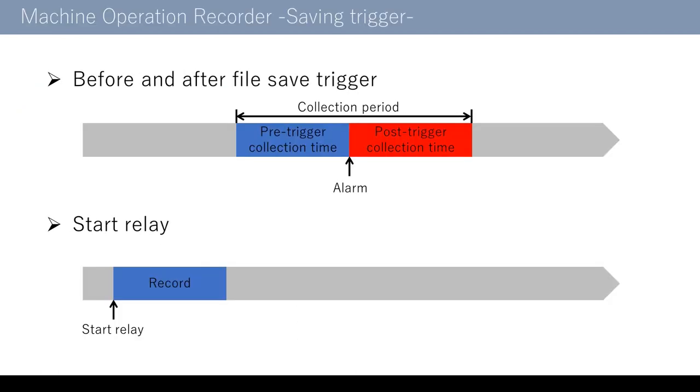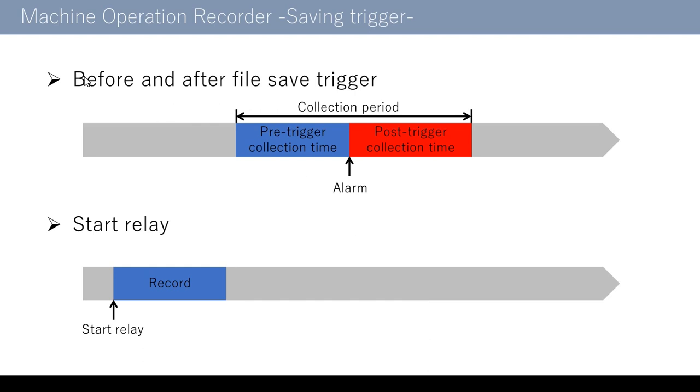I will explain about the timing to save the operation record. The operation record can be automatically saved when the system is stopped by setting the trigger. There are two types of triggers, which allow operation stops of two patterns to be checked. One is the pattern in which an alarm occurs at the time of stopping.